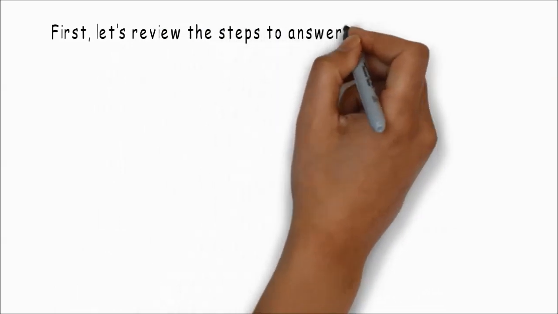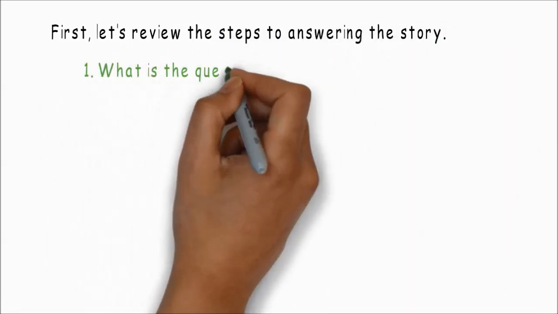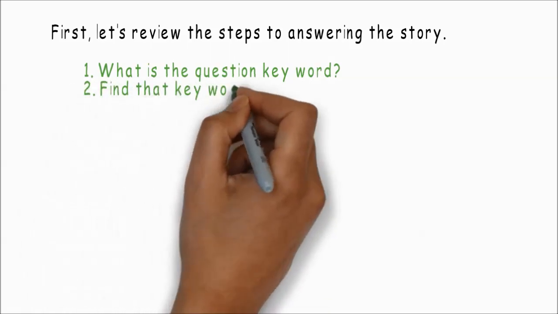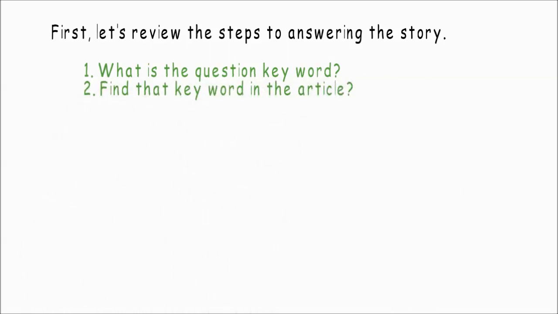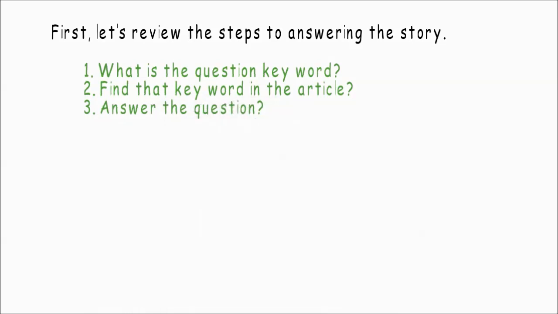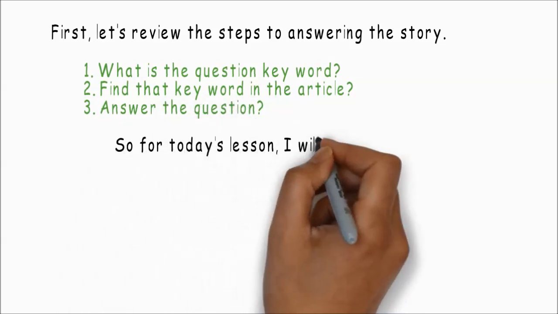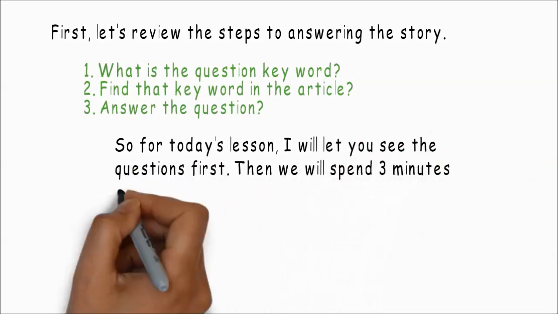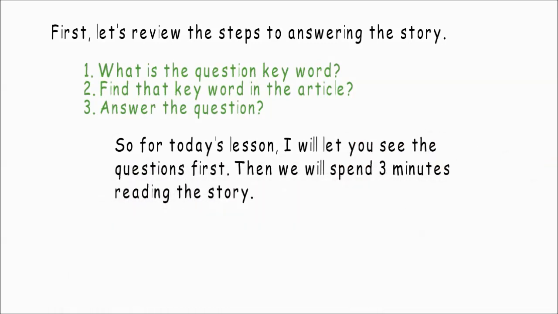First, let's review the steps to answering the story. 1. What is the question's key word? 2. Find the keyword in the article or the story. And 3. Answer the question. So for today's lesson, I will let you see the questions first. Then we will spend 3 minutes reading the story.